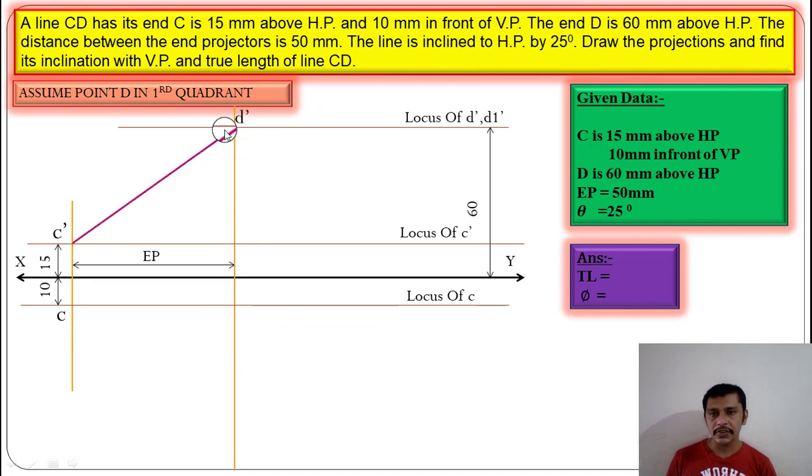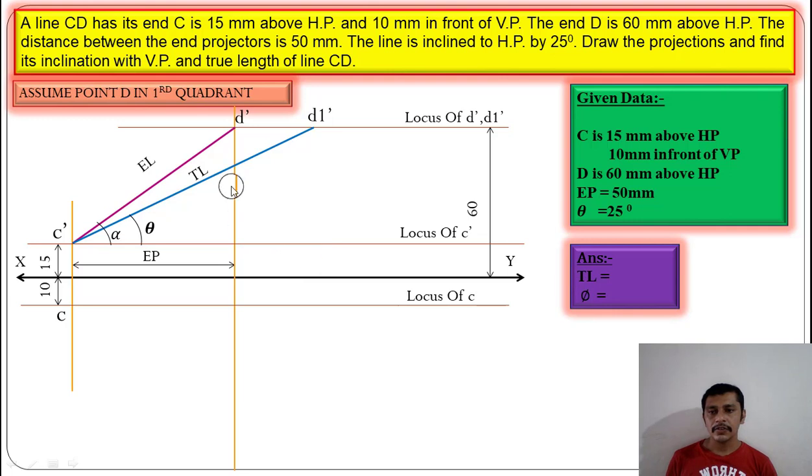So connecting C dash D dash will be our elevation length, and the angle of the elevation length will be alpha. Now we have theta also. Theta is equal to 25 degrees, and theta is the angle of inclination of the line with the horizontal plane, and also the angle of the true length. We can draw theta from C dash. So measure a 25 degree angle and draw a line from C dash. The intersection of this line with the locus of D dash will be D1 dash, and this length will be our true length.